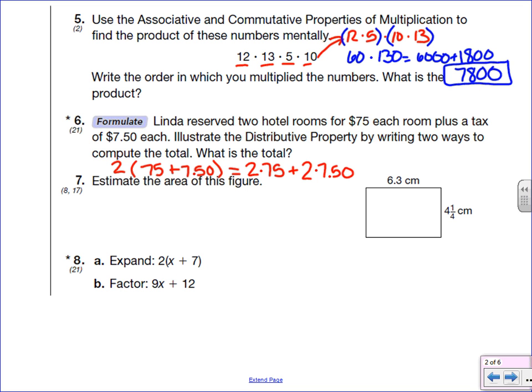So 2 times 75 would be 150. 2 times 7.50 would be 15. So $165.